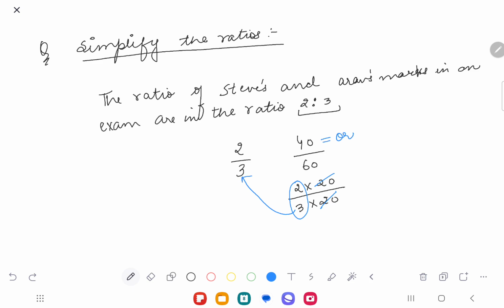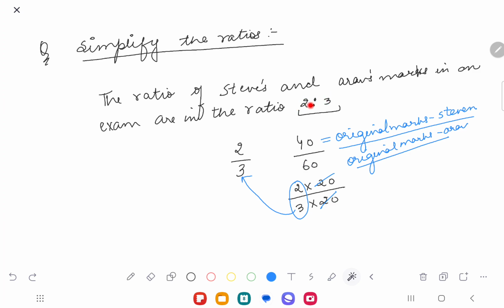So the original marks that Steve got was 40 out of 100, and the original marks that Arav got out of 100 was 60. You understand? The original marks that Steve got was 40, and the original marks that Arav got was 60. But the ratio is 2 is to 3, Adam.